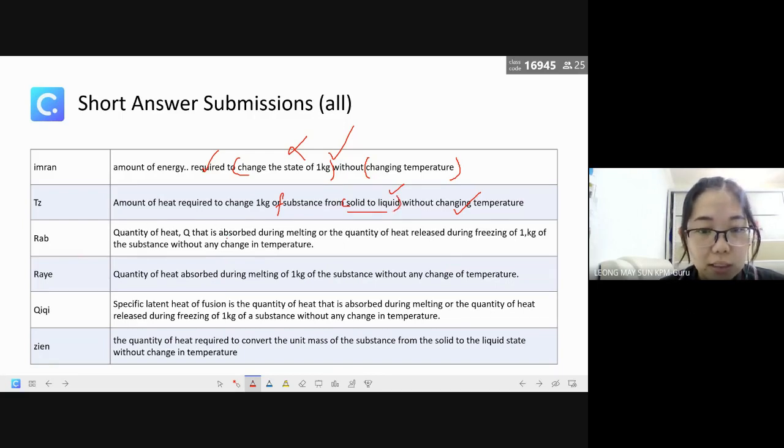Amount of heat that is absorbed during melting, this one you don't need to write freezing, because it's on top. Rabika, on top already mentioned ice melting already. So 1 kg of substance without any change of temperature, this one I can accept. The amount of heat absorbed during melting of 1 kg of substance without any change of temperature, okay. Quantity of heat that's absorbed during melting, again, Chi and Rap's answer, almost the same. Okay, quantity of heat required to convert the unit of mass. This one, no. To change 1 kg of mass of substance from liquid to solid to liquid state without changing the temperature.